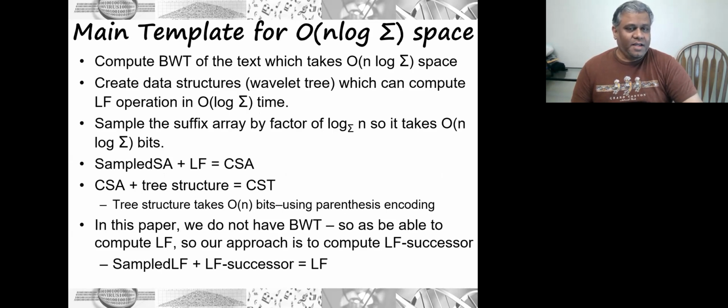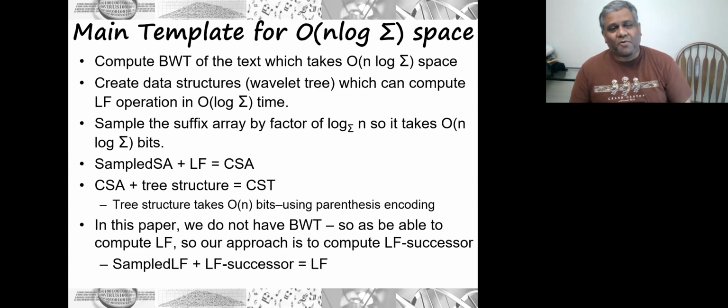And then we use some data structures on top of it to compute what is known as the LF operation. We will focus quite a bit on the LF operation in this talk, and I will explain to you what it is. Once we know this LF operation, we can use it in combination with a sampled suffix array to get a compressed version of the suffix array. So LF is very crucial because if you can do LF, then you can simulate a suffix array.